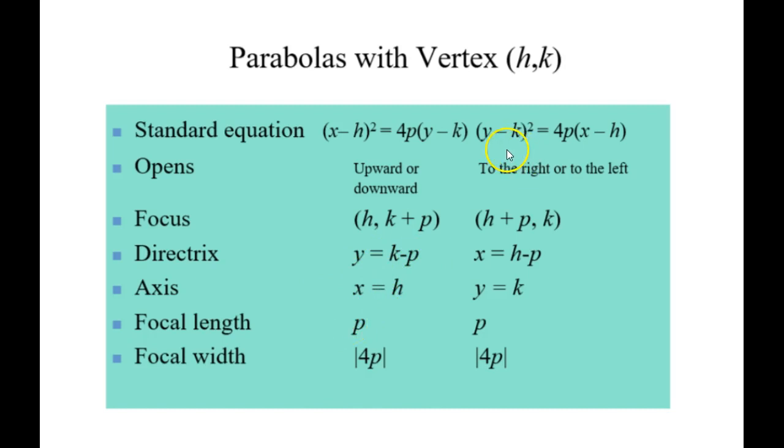Then we have the standard equation (y minus k) quantity squared equal to 4 times p times the quantity (x minus h). This is the standard equation for parabolas that open to the right or to the left. The focus is the ordered pair (h plus p, k). The directrix is x equals h minus p. The axis is y equals k, and the focal length is p.